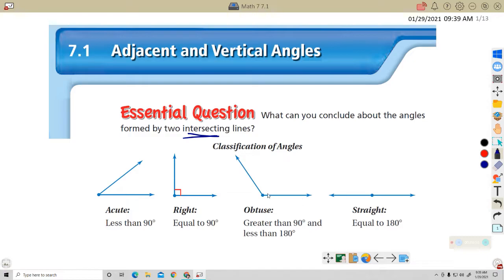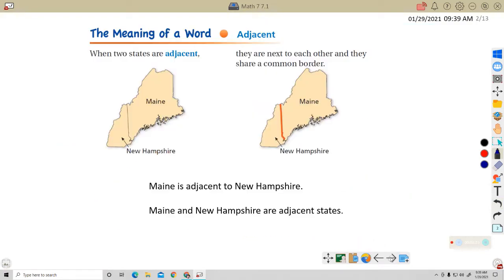Obtuse means it's greater than 90 degrees. So these lines are getting further apart. It's past. You kind of have to picture this, right? So less than 90, exactly 90, and then more than 90, and then we have the straight angle, which is essentially kind of like a straight line, but it's 180 degrees. Okay, so that's just kind of review. Supposedly you're supposed to know that already.